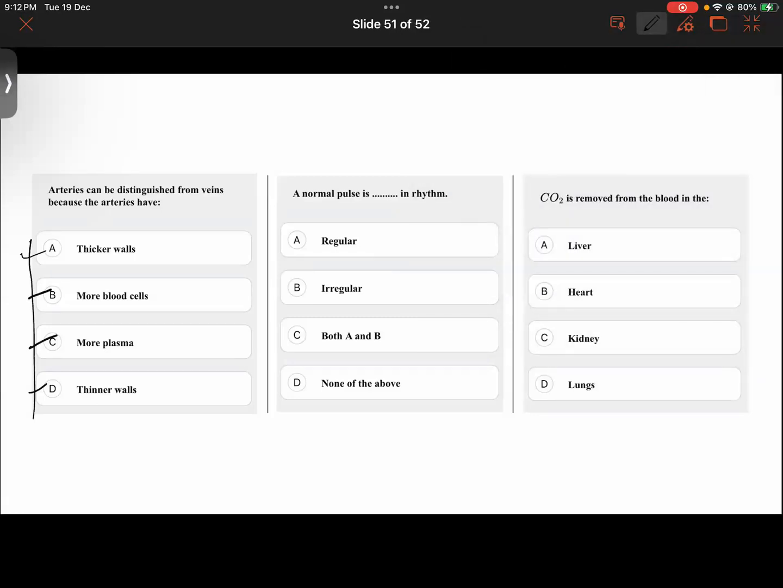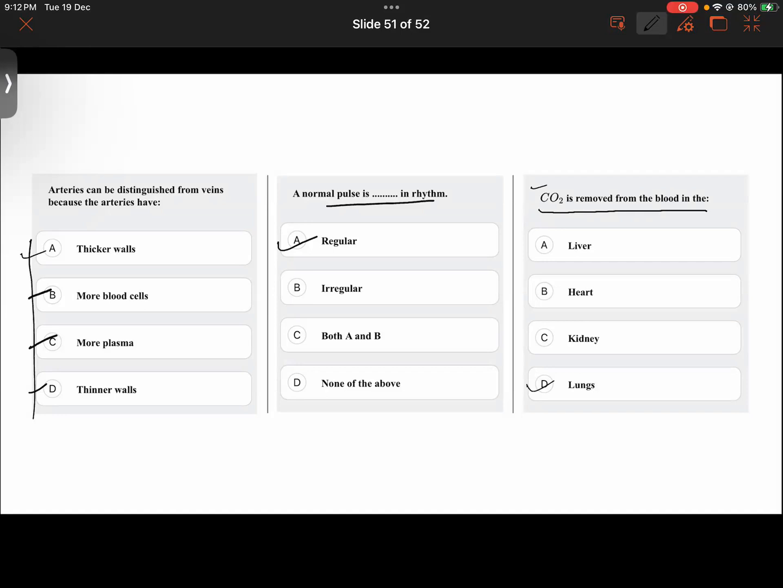Normal pulses, regular or irregular? Regular, right? Carbon dioxide is removed from the blood in which organ here? I think lungs. Obviously, that is the lungs.